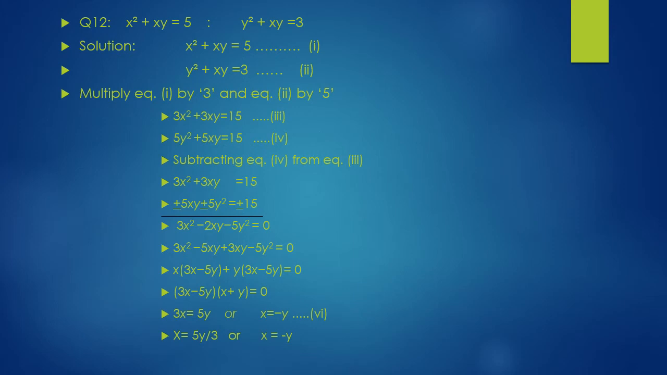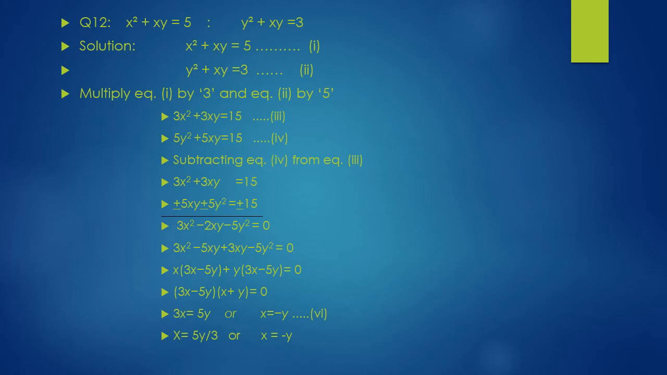So by multiplying equation number 1 by 3, it will become 3x square plus 3xy is equal to 15, while multiply 5 with equation number 2, which means that 5y square plus 5xy is equal to 15. Subtracting equation number 4 from equation number 3. Equation number 3 is 3x square plus 3xy is equal to 15, and equation number 4 is 5y square plus 5xy is equal to 15. By subtracting, 3x square minus 2xy minus 5y square is equal to 0, it is a quadratic equation.